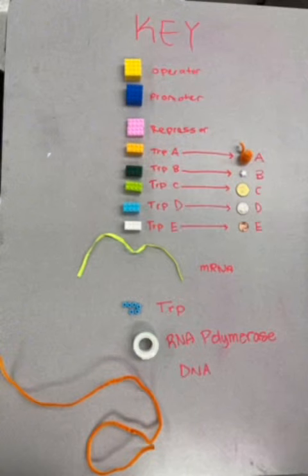Operons comprise of a promoter, repressor, operator, and genes. The promoter is the region of DNA that RNA polymerase can bind to. The operator is like a switch that turns the operon on or off. If there's no tryptophan present, the repressor is inactive. The repressor is a protein that prevents RNA polymerase from transcribing DNA, essentially turning off gene expression. Here is the key we will be using as we go through this process.